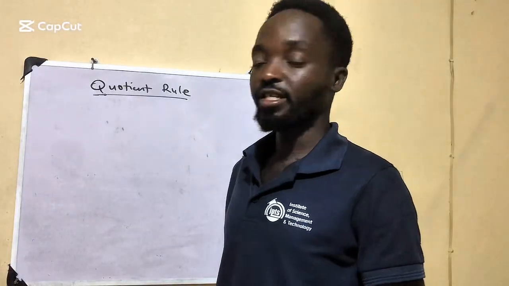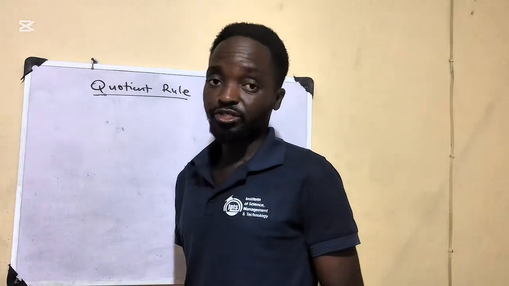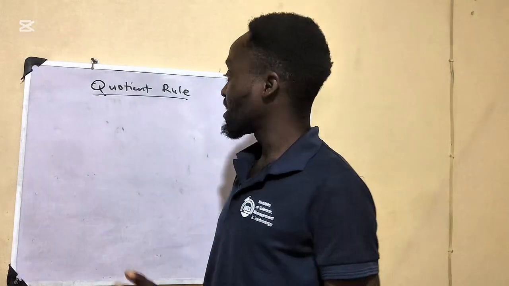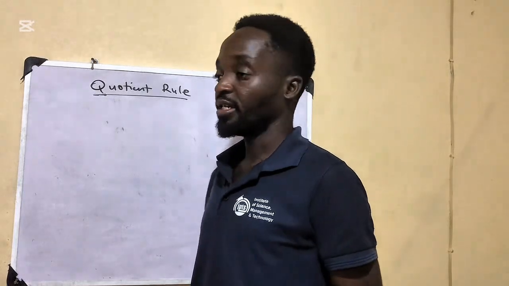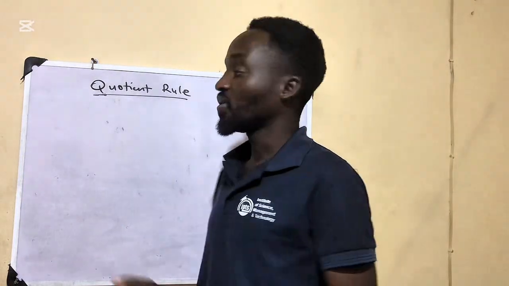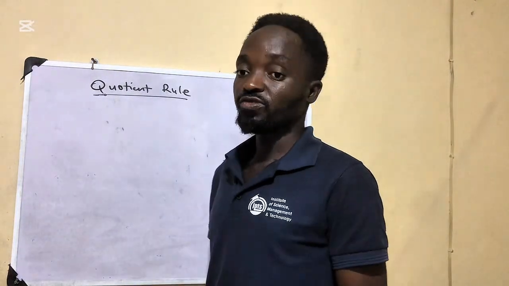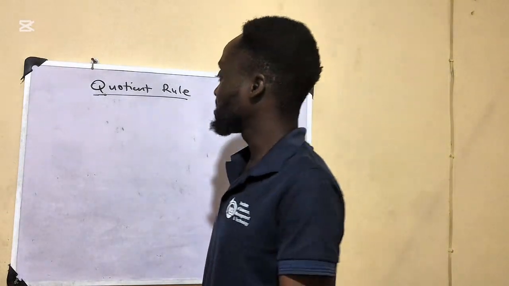In this video, we are going to learn about the quotient rule. Now, the quotient rule is a rule in differentiation that we use whenever we are differentiating a fraction. If you have a fraction and you are asked to differentiate, we actually use the quotient rule. So what does the quotient rule state? The quotient rule is given as this.